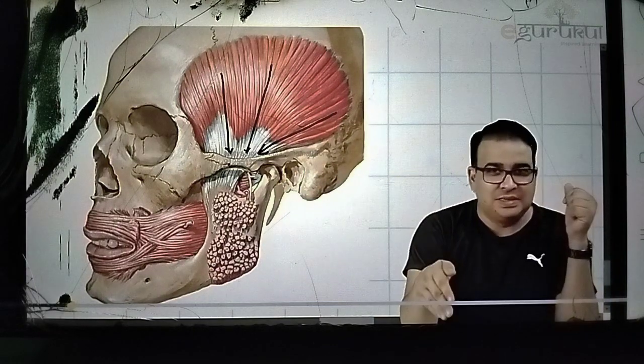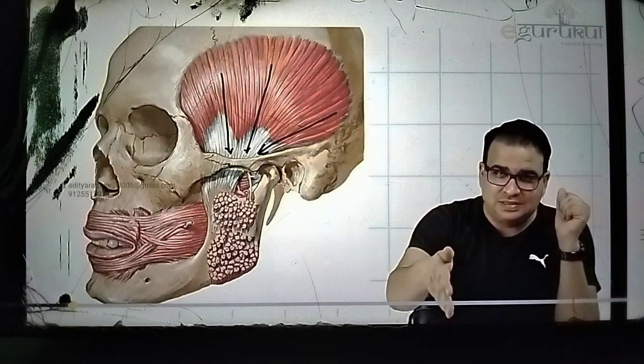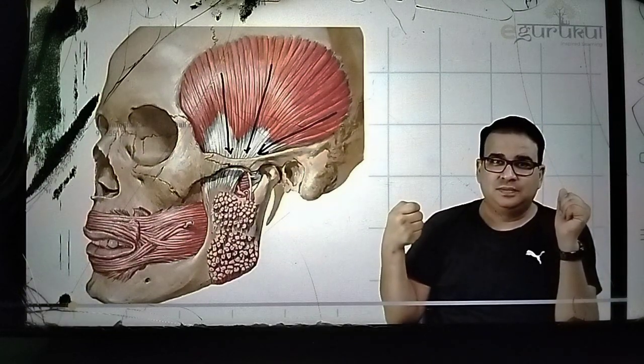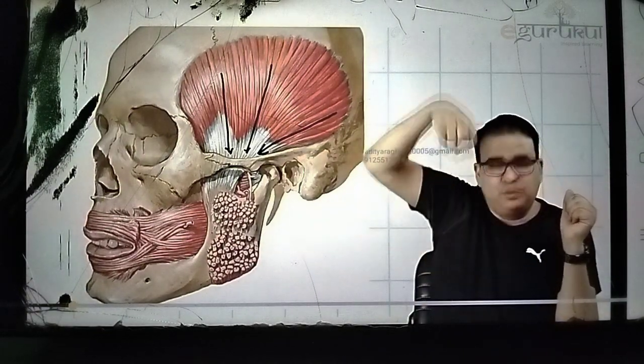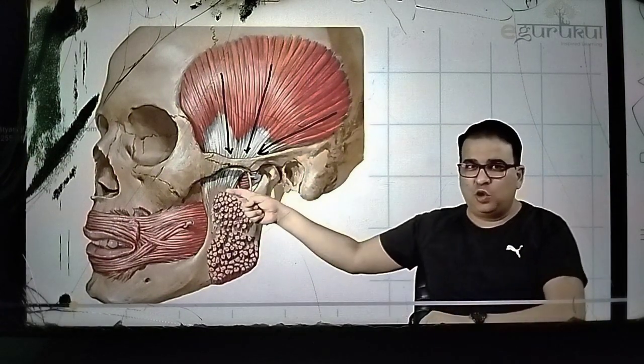Whatever the direction of muscle fiber is, and this is applicable everywhere, exactly opposite will be the action. If a muscle fiber is going downward, obviously it will pull the bone upward. If a muscle fiber is going forward, it will pull the bone backward. So it is attached to coronoid process. So what will it do, guys?